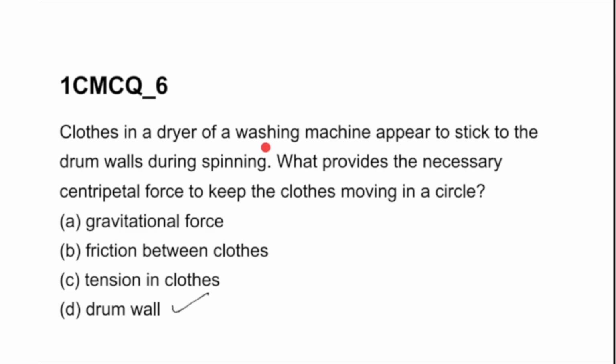Clothes in the dryer of a washing machine appear to stick to the drum walls during spinning. What provides the necessary centripetal force to keep the clothes moving in a circle? Very intuitive: the drum walls. If the walls are not there, why would they rotate?